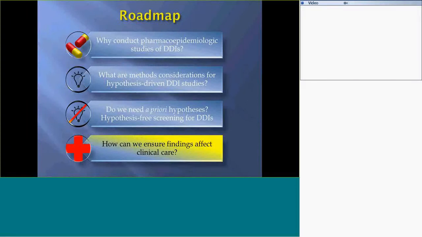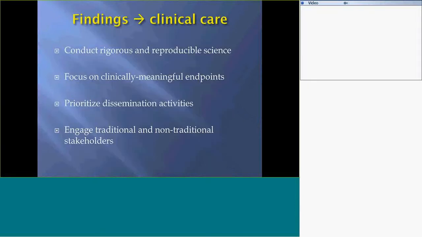Then I just want to finish up by talking about how we can ensure findings impact clinical care. We can do that by conducting rigorous and reproducible science, by focusing on clinically meaningful endpoints, for example, serious hypoglycemia, not just transient changes, maybe a few points here or there in blood glucose, and by prioritizing dissemination activities, which was really one of the drivers for why Dr. Hennessy and I put together this webinar series. And then finally, engaging both traditional and non-traditional stakeholders in the process of drug-drug interactions and DDI research.